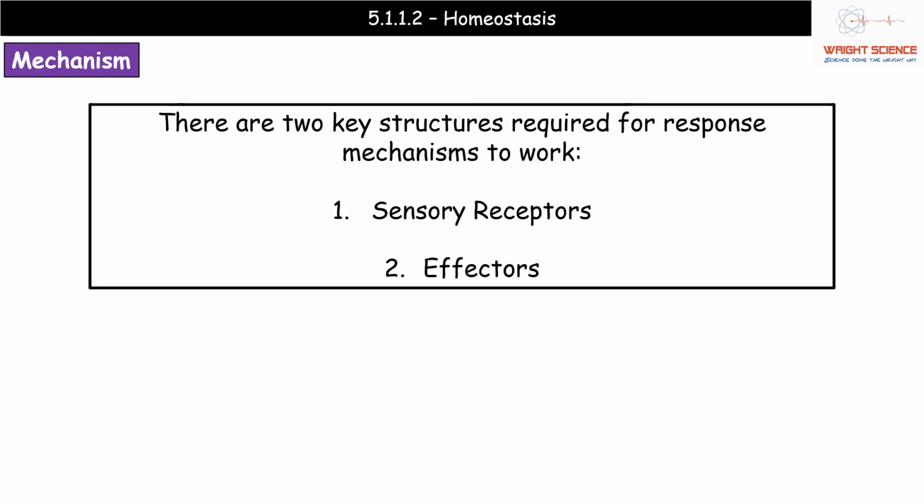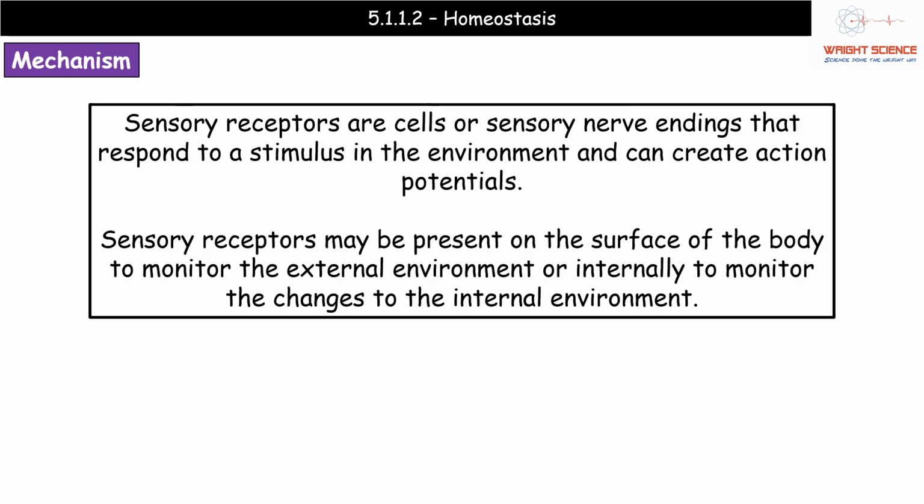Now, what we need to understand then is how this homeostasis is actually brought about in the body. And what we're going to do is lay some groundwork for some of the bits we're going to go into in a lot more detail further on in Module 5. But the key thing that we need to remember here is that there are two key structures required for these response mechanisms to actually work. First part, those sensory receptors. Second part are the effectors.